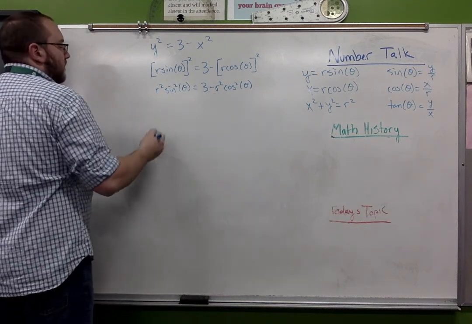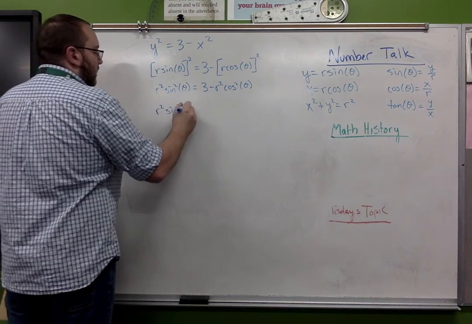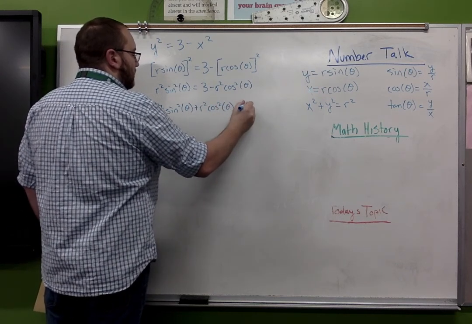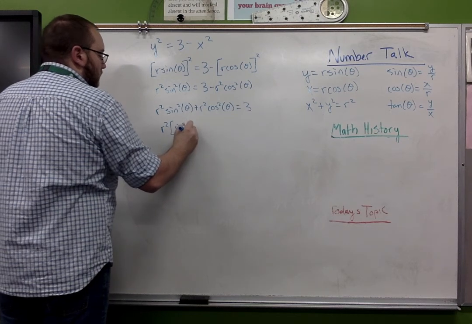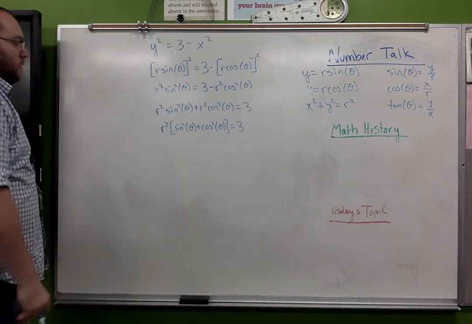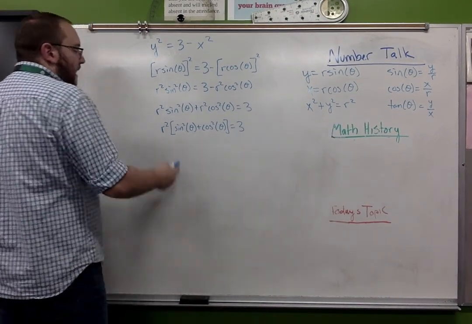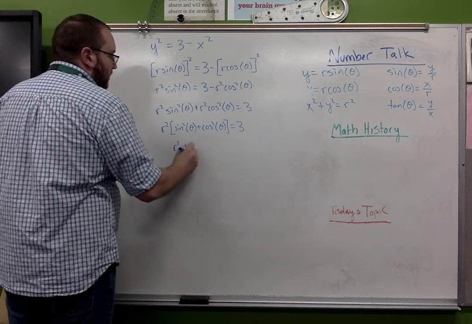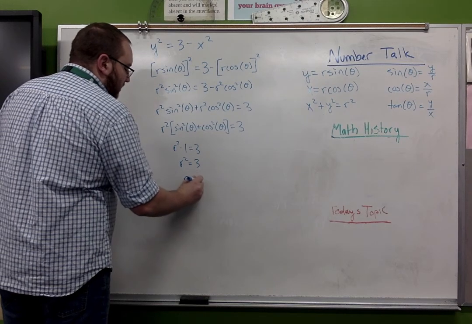Add r squared cosine squared theta to both sides. We have r squared sine squared theta plus r squared cosine squared theta equals 3. Greatest common factor is r squared, so we're going to factor out r squared. Equals 3. Now, this is a Pythagorean identity. Sine squared plus cosine squared is equal to 1. So we have r squared times 1 is equal to 3. So then we have r squared is equal to 3. Square root both sides. r is equal to plus or minus the square root of 3.